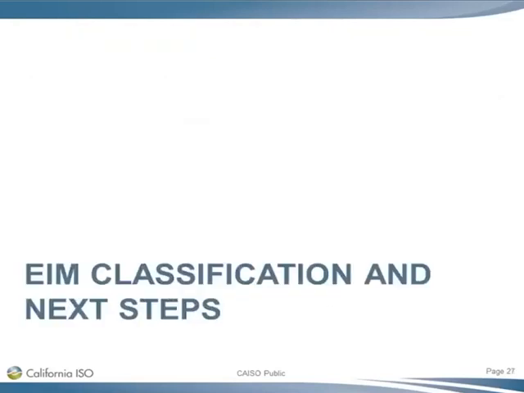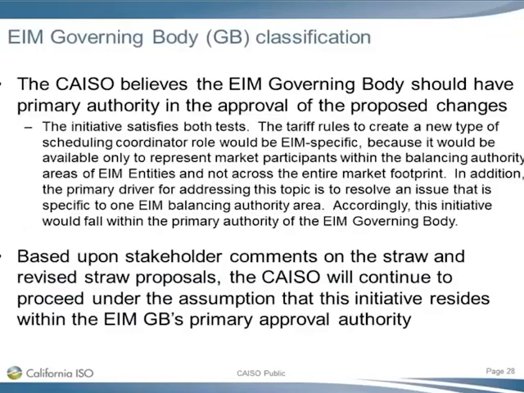All right, so that's what we have for the draft final proposal. As far as the EIM classification, we do believe that this falls within the EIM governing body's primary authority of approval of the proposed changes. So this initiative satisfies both tests. Tariff rules to create a new type of scheduling coordinator role would be EIM specific because it would be available only to represent market participants within the EIM entities, BAAs, and not across the entire market footprint. In addition, the primary driver for addressing this topic is to resolve an issue that is specific to one EIM balancing authority area. Based on the comments that we received on our previous proposal, stakeholders did agree that this is the appropriate classification for this initiative.